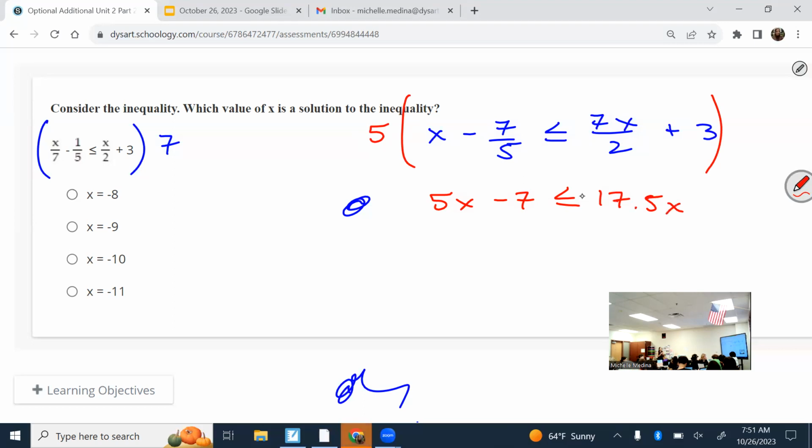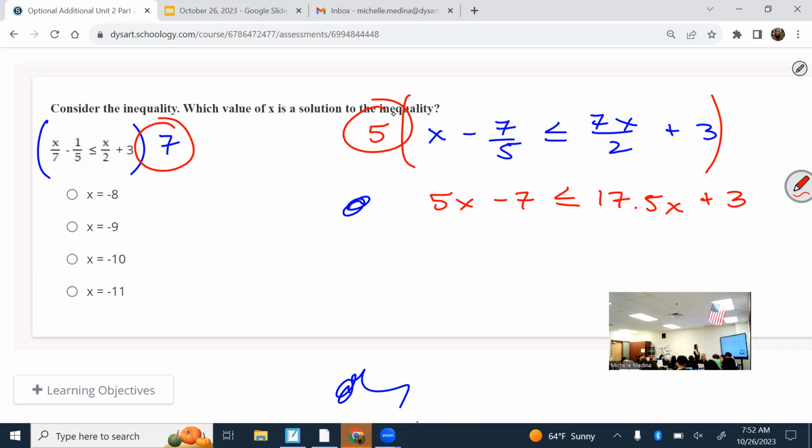17.5x. I could leave it as 35/2, but maybe not. I would rather it be that decimal since it is a decimal that ends. And then plus 3. Now notice I didn't have to flip the sign at all because I multiplied by positive values. If I, for some reason, wanted to multiply by a negative value, then I would have to flip the sign. All right. So this is what we have now. It's much easier to solve now.